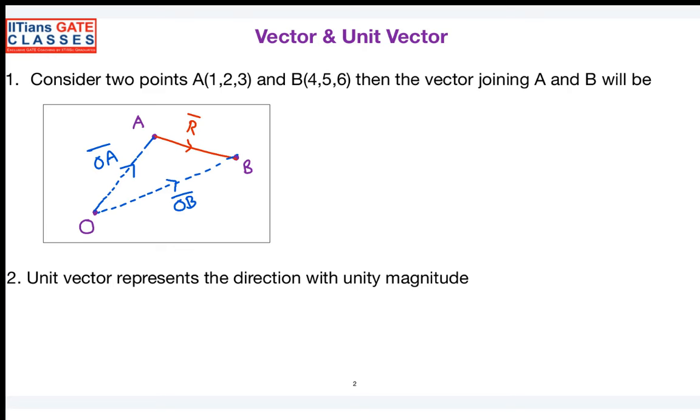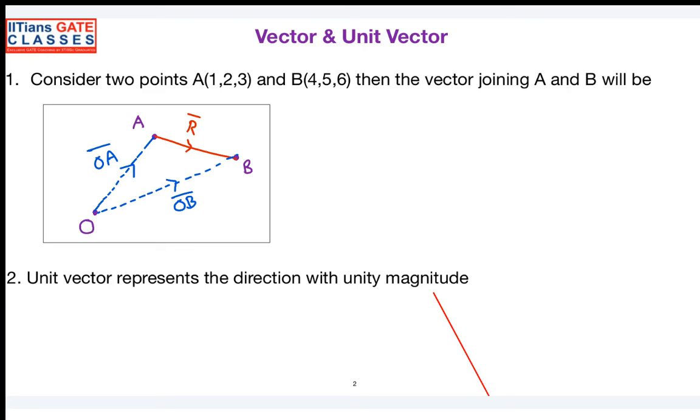Now we try to write a vector joining the points A and B. So how to write the vector? See here, using the vector law of addition, suppose you start from the origin. Origin to the point A, I define as a vector OA bar. And then A to B, I define as a vector R bar, which we need to find out. And then O to B, I define as a vector OB bar.